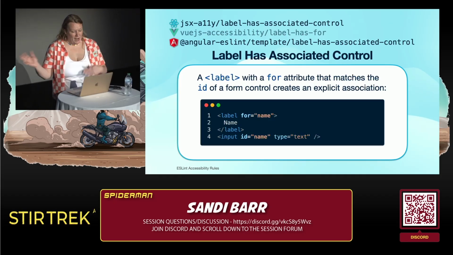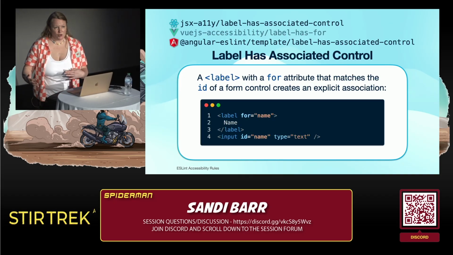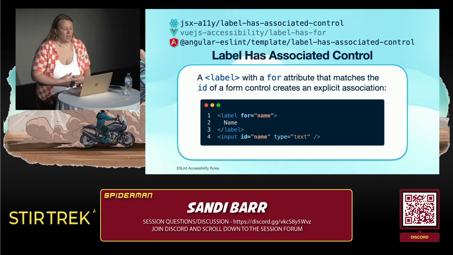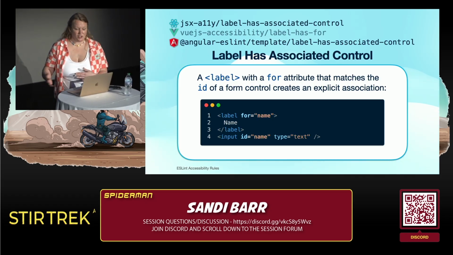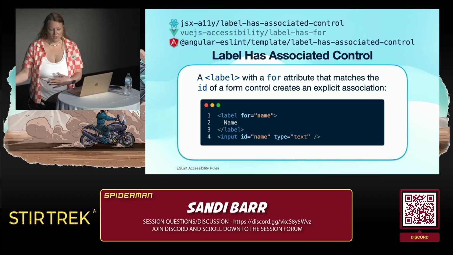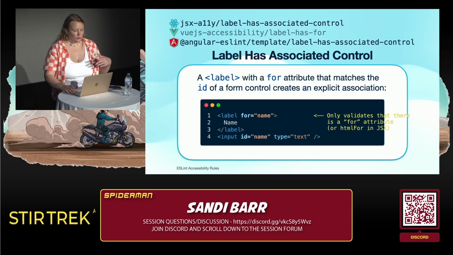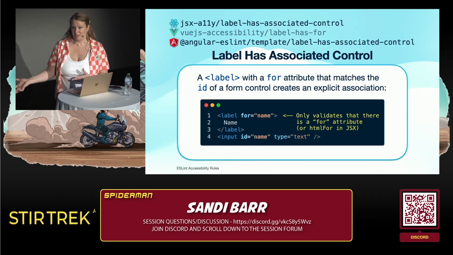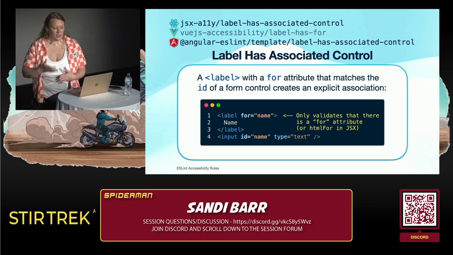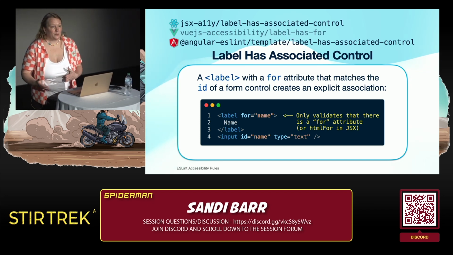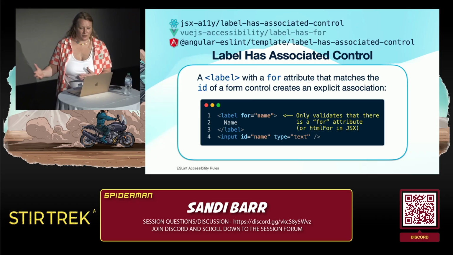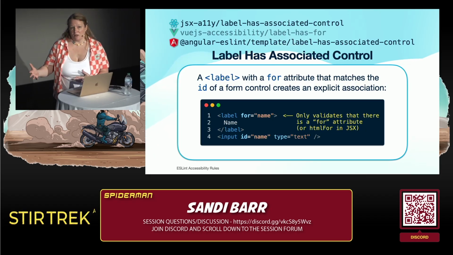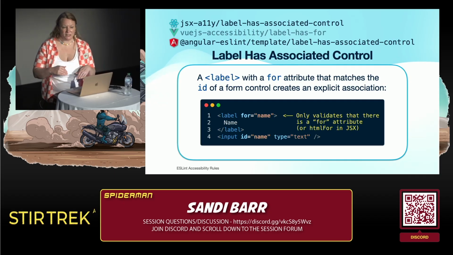A label with a for attribute that matches the ID of the form control creates an explicit association. This rule validates explicit associations by just checking that the label has a for attribute. It doesn't go looking through the rest of the template to validate that there is a control for the label with a matching ID attribute, because for ESLint that's not very practical, and for component-based web applications that control might be in another template or component. Static code analysis works best for labels when we have nested controls where the implicit association can be validated within that single HTML node.